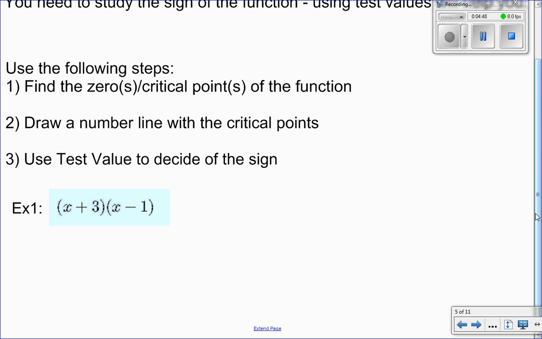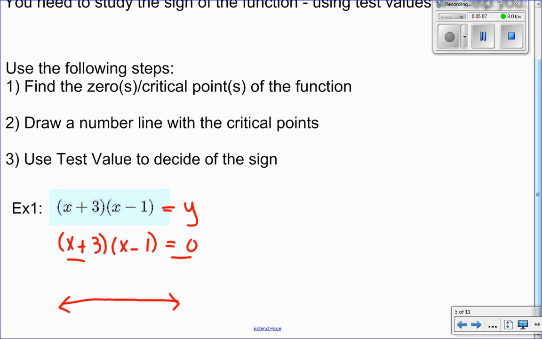Say we're given this function, and we first want to find our zeros. So we make the function equal to 0 to do that. We know that x plus 3 equals 0, which is going to give us a 0 of negative 3. And we also know that x minus 1 equals 0, which is going to give us a 0 of positive 1. And if you need to see that, we've got x plus 3 equals 0, when we minus 3, we get x equals negative 3, and same with x minus 1, that'll give us a positive 1.